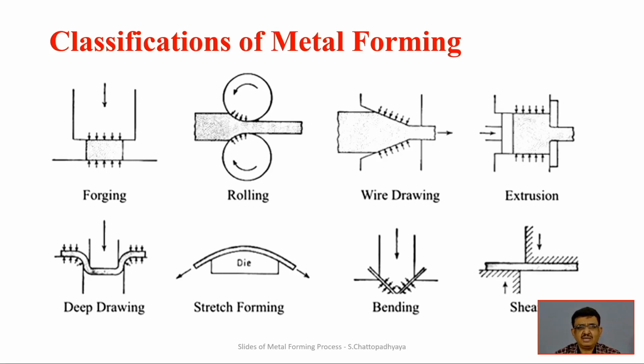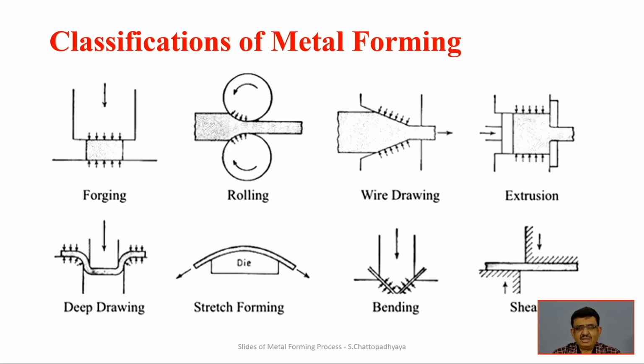The next one is rolling. As we have discussed, there are two rolls rotating in opposite directions. Because of their friction with the slabs, they act as a pulling agent, and accordingly we can change the dimensions, we can reduce the dimensions, and we can impart some kind of impressions of shapes.